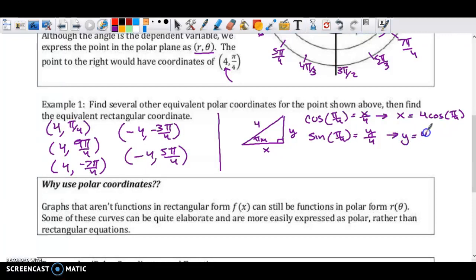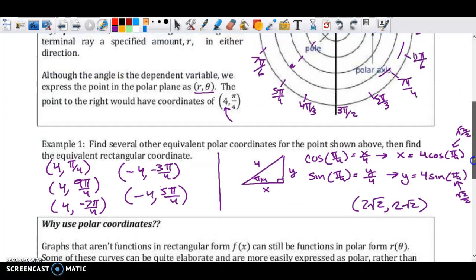Likewise, you could do that for y, or sine pi over 4. Now, we could actually work each of those out because we know pi over 4 is radical 2 over 2. So if you substitute that in for each of these, what would you get? 2 radical 2 for each of those.